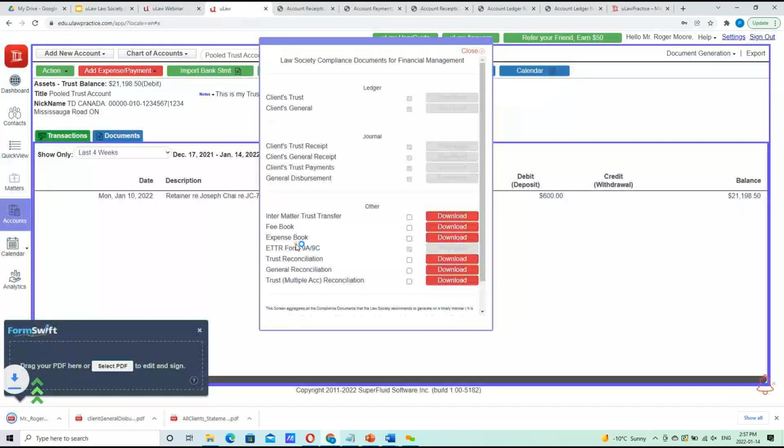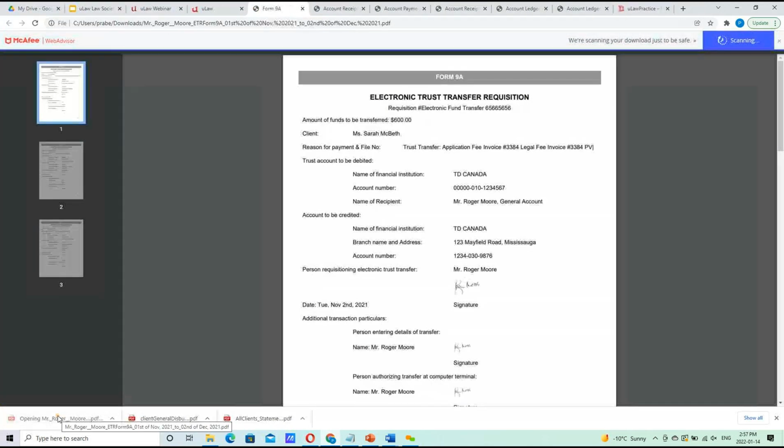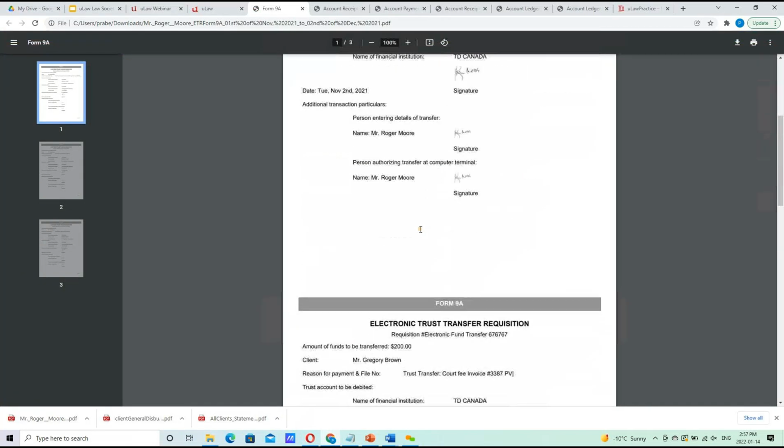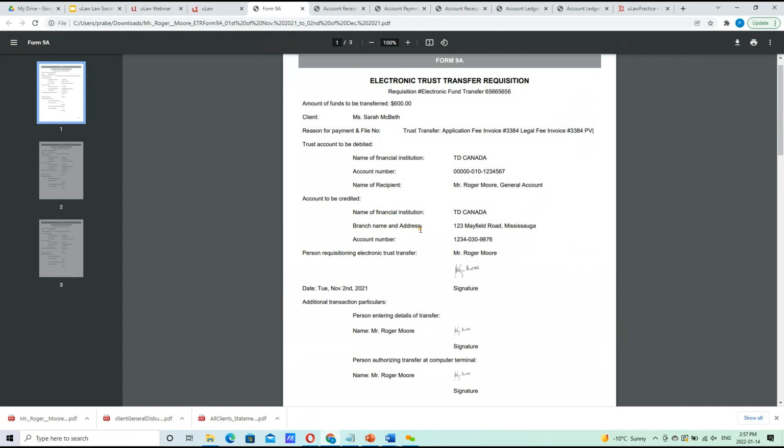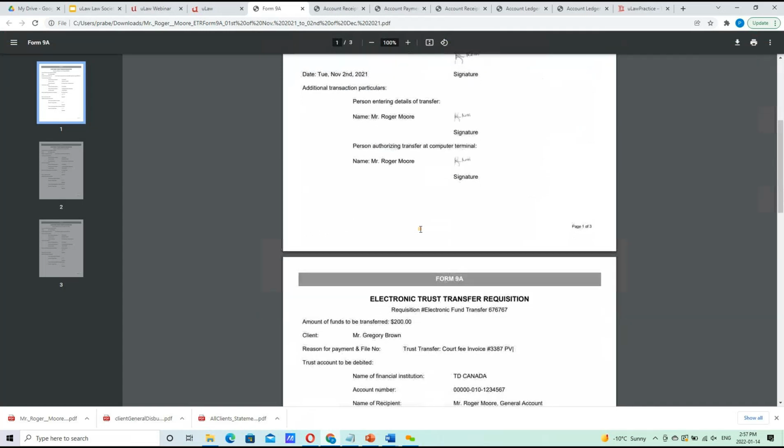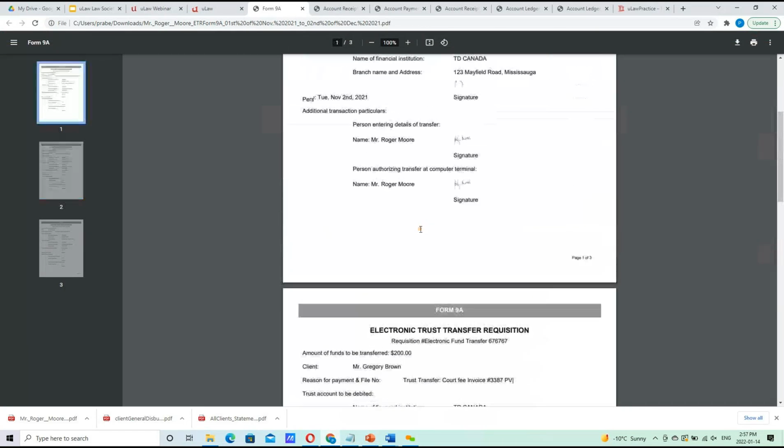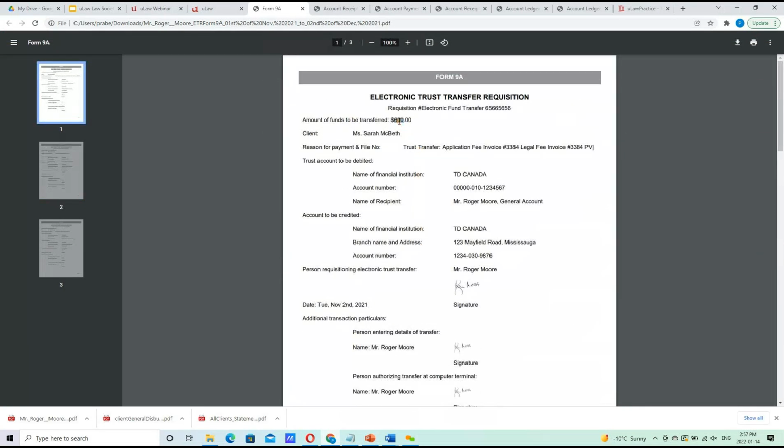Now, if you haven't done this already, you can generate the Form 9A for that entire month, because you keep a tab, and here's Sarah Medved's movement of money from the TD account from trust to general. It has the amount as well. Here's the amount of $600.